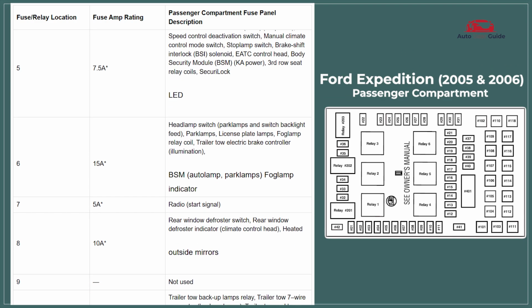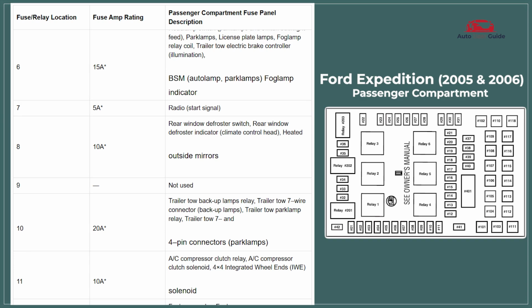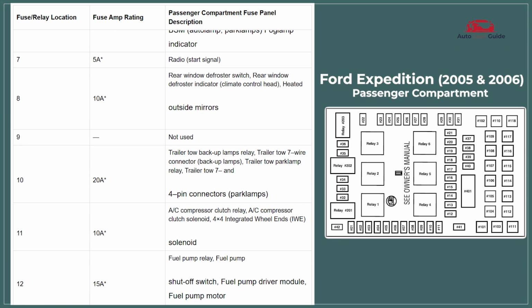This fuse box supports diagnostics and troubleshooting by isolating individual electrical faults. It ensures safe and reliable operation of key cabin functions.